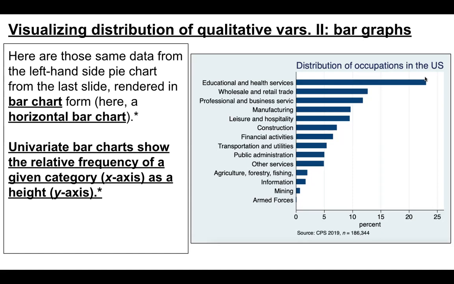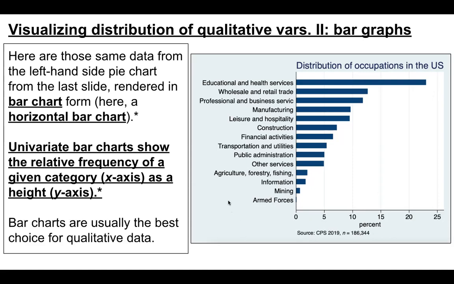And then on the y-axis, you get the probability of someone being there, and probabilities and percents, as I'll stress many times in this class, are pretty much identical for most purposes. That's a little bit oversimplified, but we'll come back to that some other time. And so bar charts are usually the best choice for qualitative data, especially horizontal bar charts like this, where you've got the values ordered in terms of their frequency of occurrence.